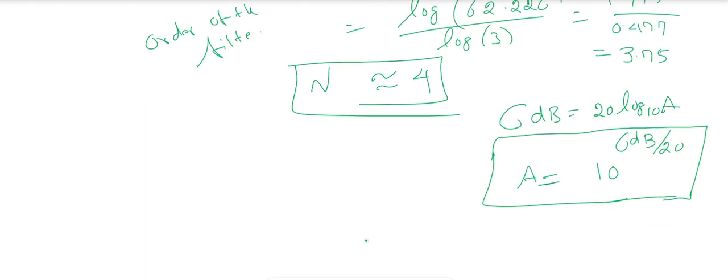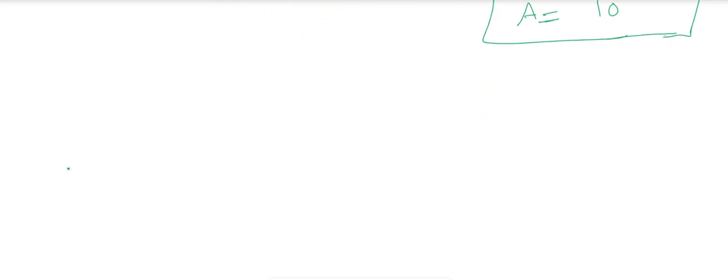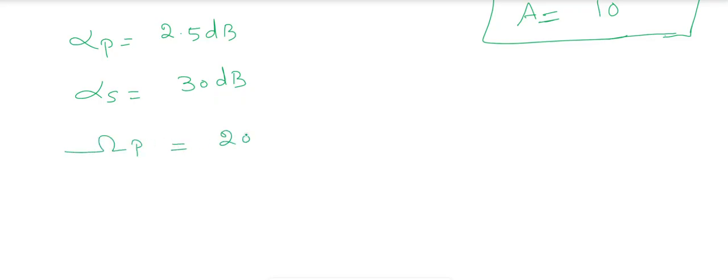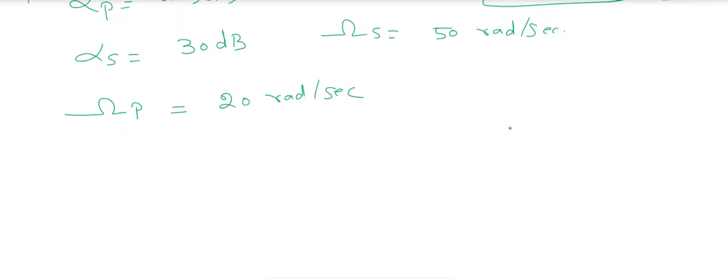So one more problem: determine the order of the filter. For example, alpha p equal to 2.5 dB and alpha s equal to 30 dB, and the passband edge frequency is 20 radians per second. Omega s is equal to 50 radians per second. So how do you find out the order of the filter?